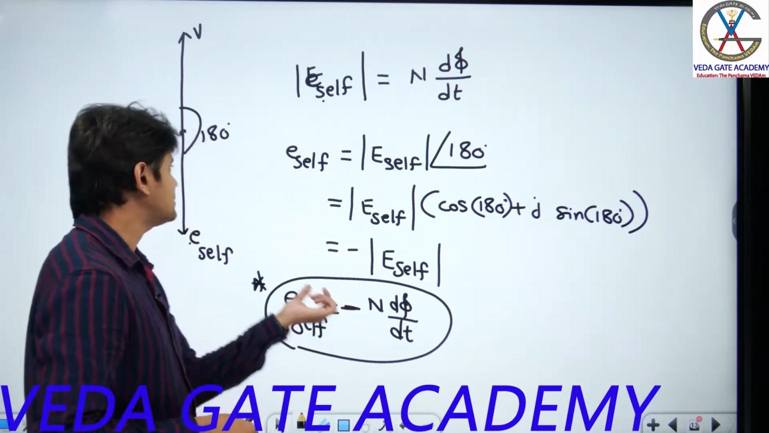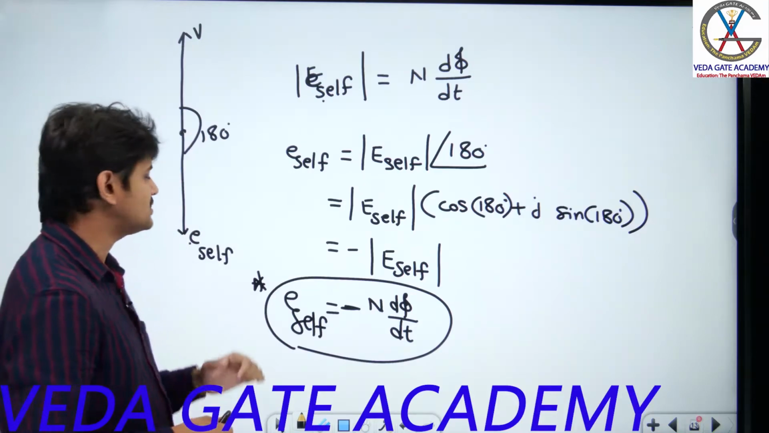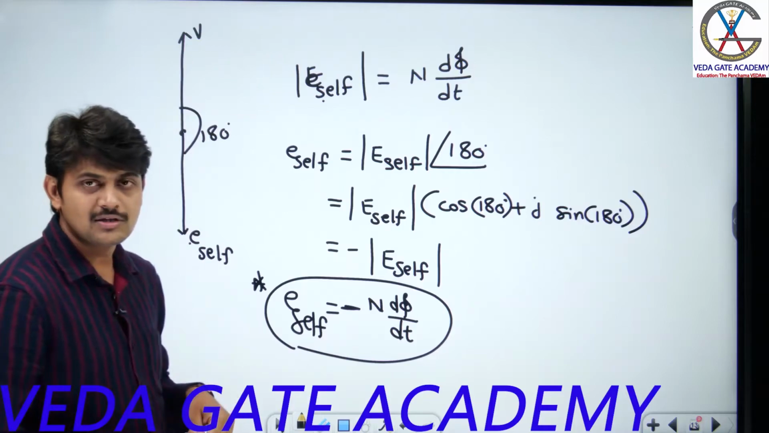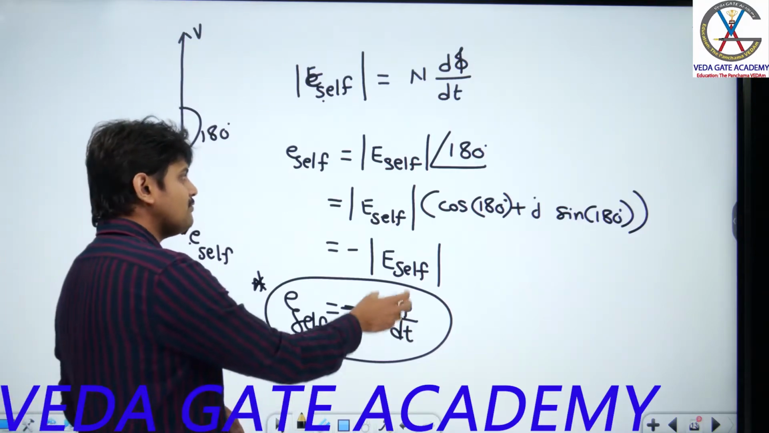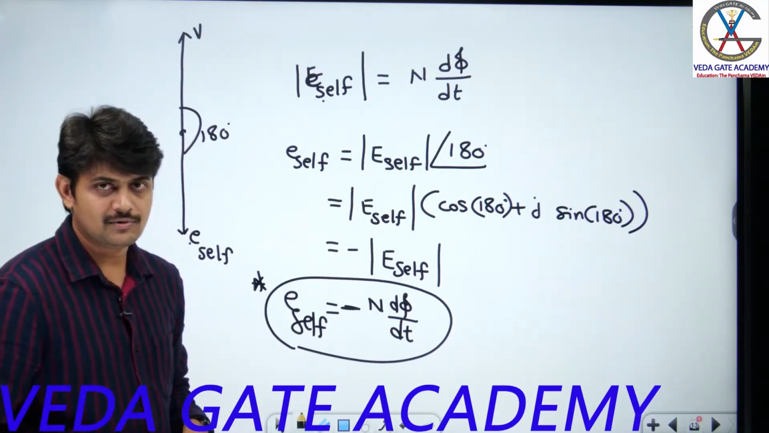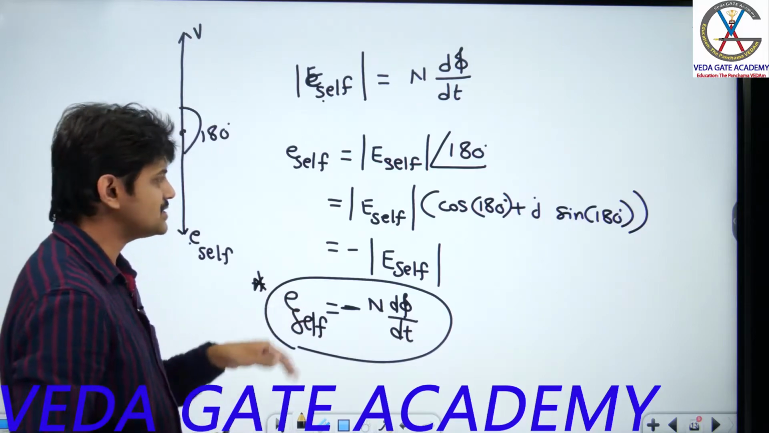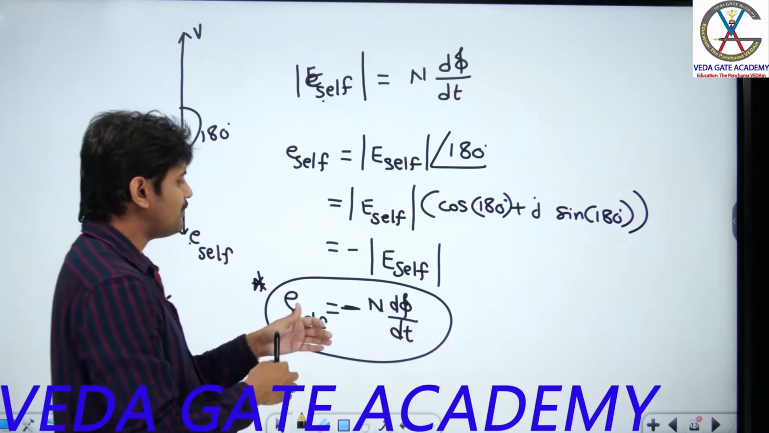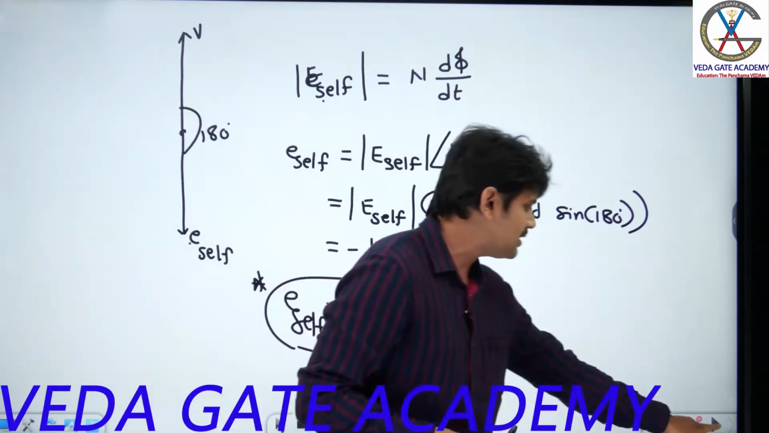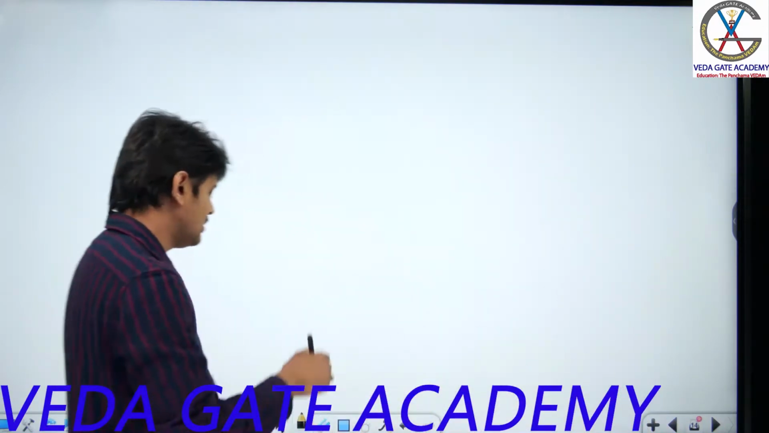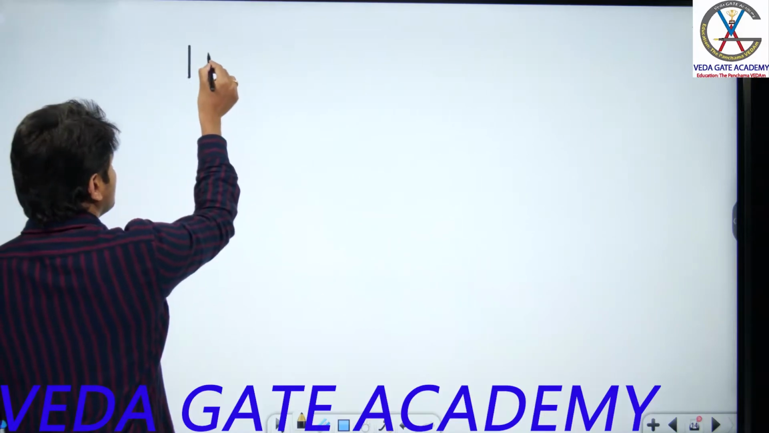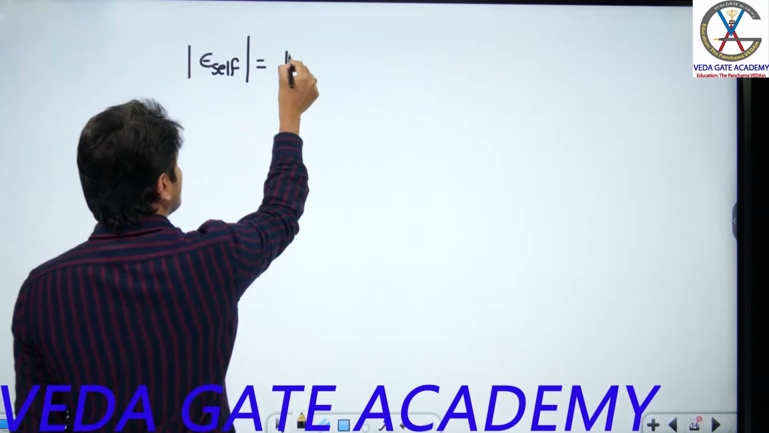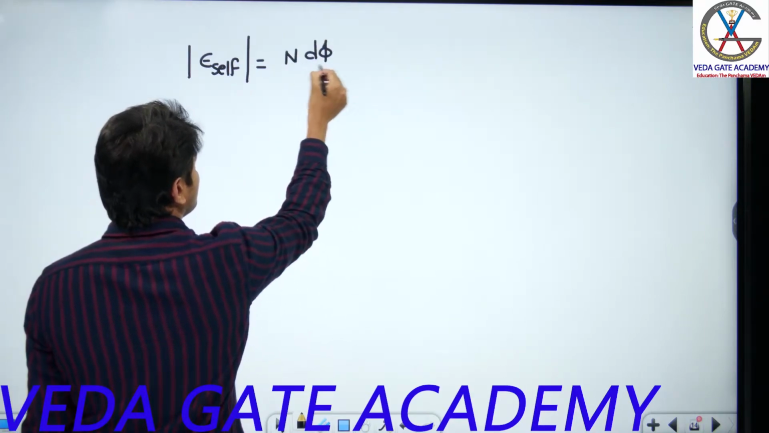So this minus represents opposition according to Lenz's law, and we can say that the self-induced EMF is making an angle of 180 degrees with respect to the applied voltage. N d phi by dt represents the magnitude. I hope you understand how we got the expression for self-induced EMF. Now let us extend this further and get some more relations. Let us again consider the magnitude of self-induced EMF, for which we got the expression N d phi by dt.